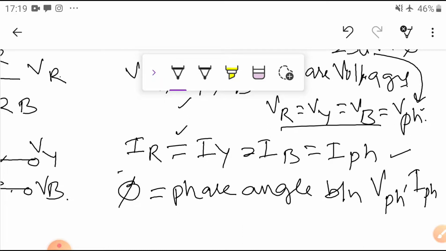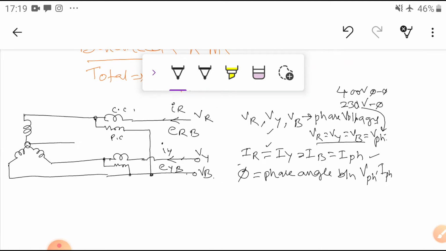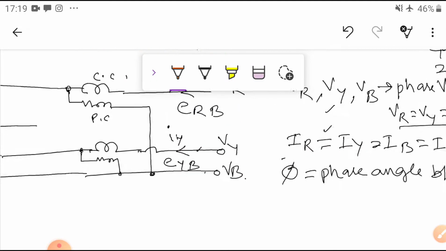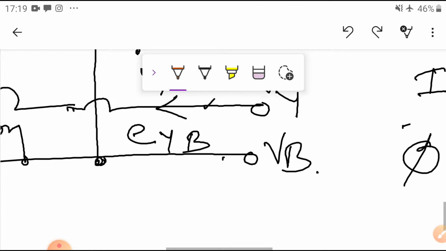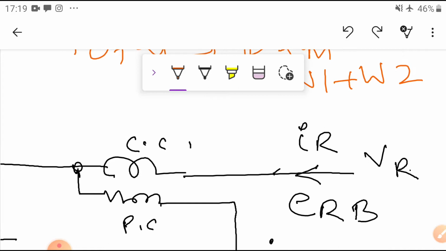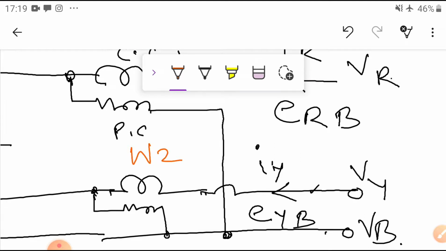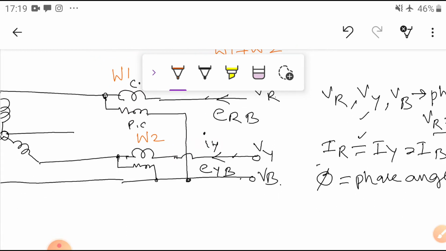Before that, see the figure once again. I connected R phase, Y phase, B phase in star, and in R phase we connected one wattmeter. Let us say this wattmeter is W1, and at the same time this is W2. So W1 and W2 are connected in such a way, you can see it.